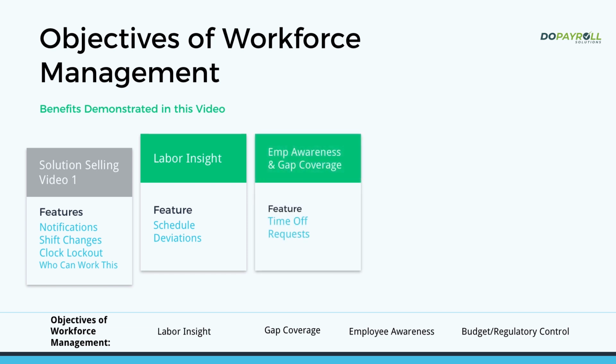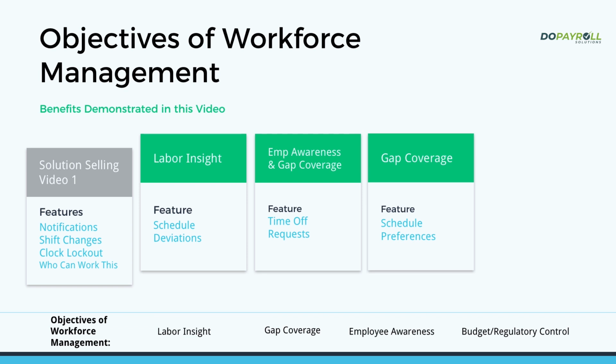We'll also examine time off requests, which are a major component of both timekeeping and scheduling. This video demonstrates how using workforce management addresses both employee awareness and gap coverage in the time off process. Keeping employees happy with their schedule isn't just good for morale, it also applies to maintaining the objective of gap coverage. When a client makes out the schedule, they want to have the right employee at the right time. With Time Simplicity's schedule preferences, managers can use the employee's preferences to help guide their scheduling process.